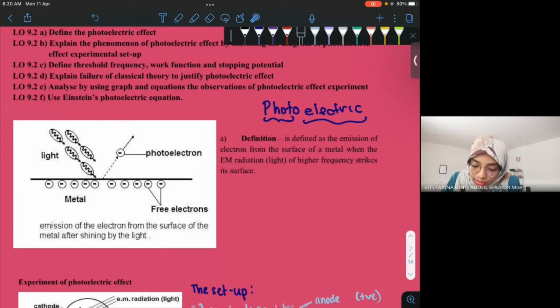Tetapi ada syarat, EM radiation yang akan strike ini, iaitu cahaya yang datang ini has to have higher frequency. Frekuensi dia kena tinggi. Sebab kita cakap energy is equals to hf, where each packet ini is going to carry dia punya energy. So bila frekuensi tinggi, energy dia tinggi. So when they have greater energy, they can help to emit the electron dekat sini. Alright, so this is the definition.